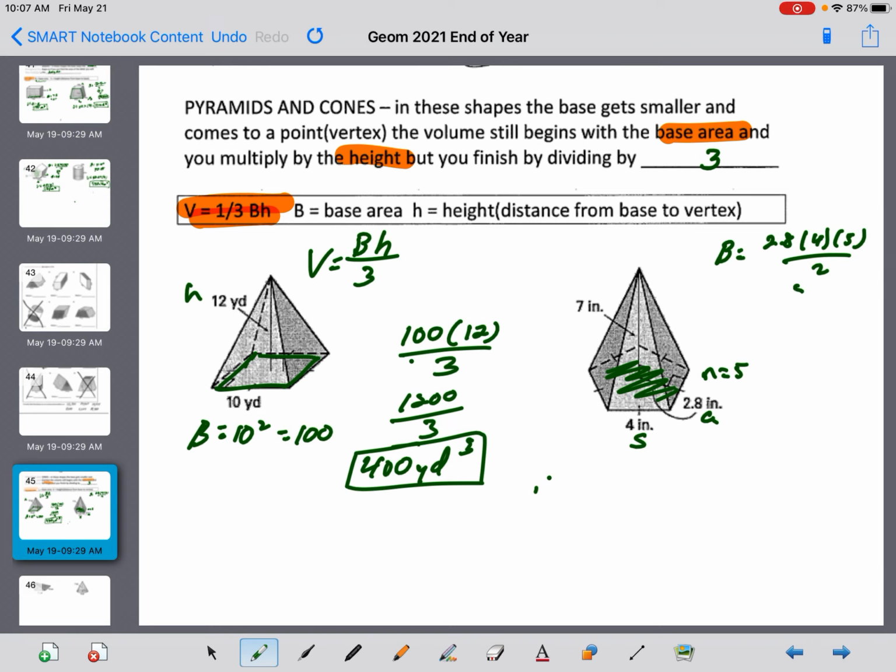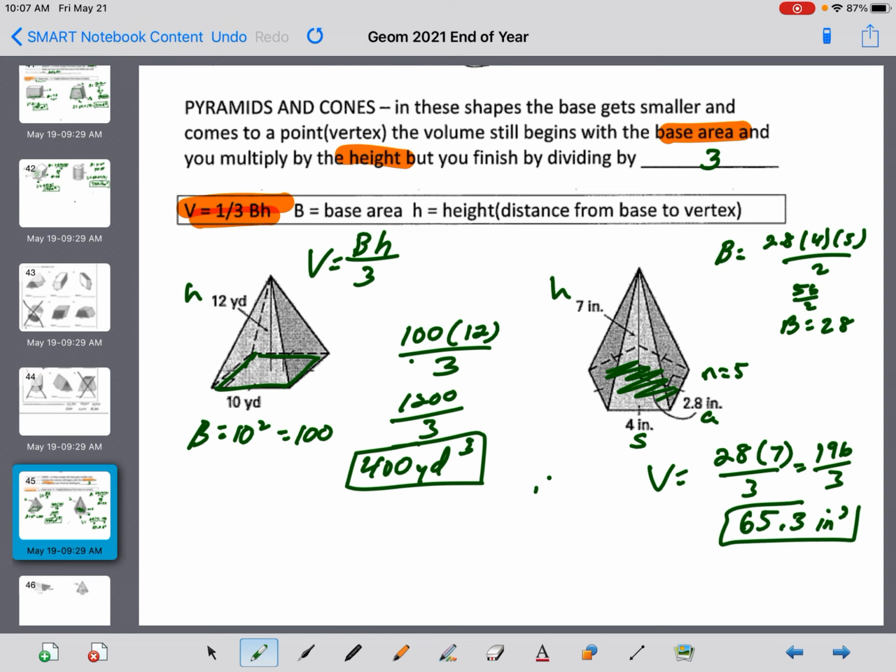Our capital B is going to be 56 divided by 2, so our capital B is 28. The height of the pyramid is 7. So our volume work is going to be base area 28 times the height of 7 divided by 3. 28 times 7 works out to be 196, and 196 divided by 3 is about 65 1/3, 65.3 cubic inches. So the volume is base area times height divided by 3. All right, BH divided by 3.